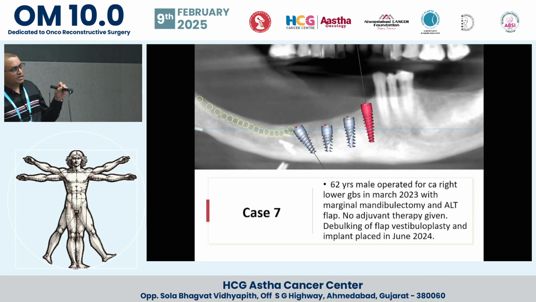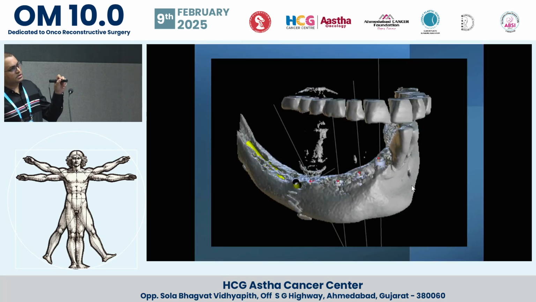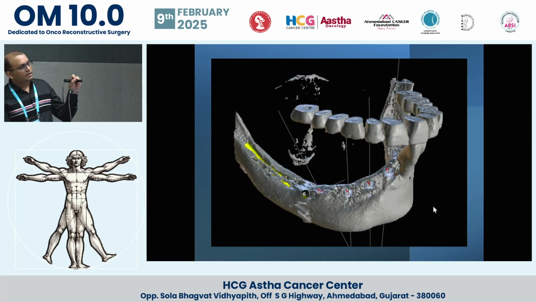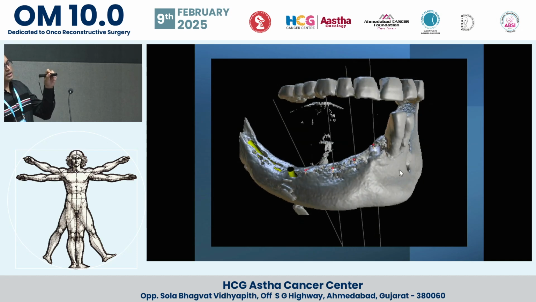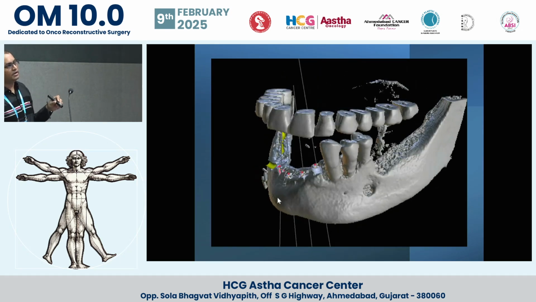This is another case. Patient operated in 23 with marginal mandibulectomy. So the nerve was sitting on top of it, so we had to tilt the implant to go beyond it. This is the planning software, which I can see whether I am going exactly bang in the center or not. And this is the virtual surgical planning again. If you see, I can plan my implants virtually, then the 3D printed guide and my drills go exactly in the same direction where I had planned.